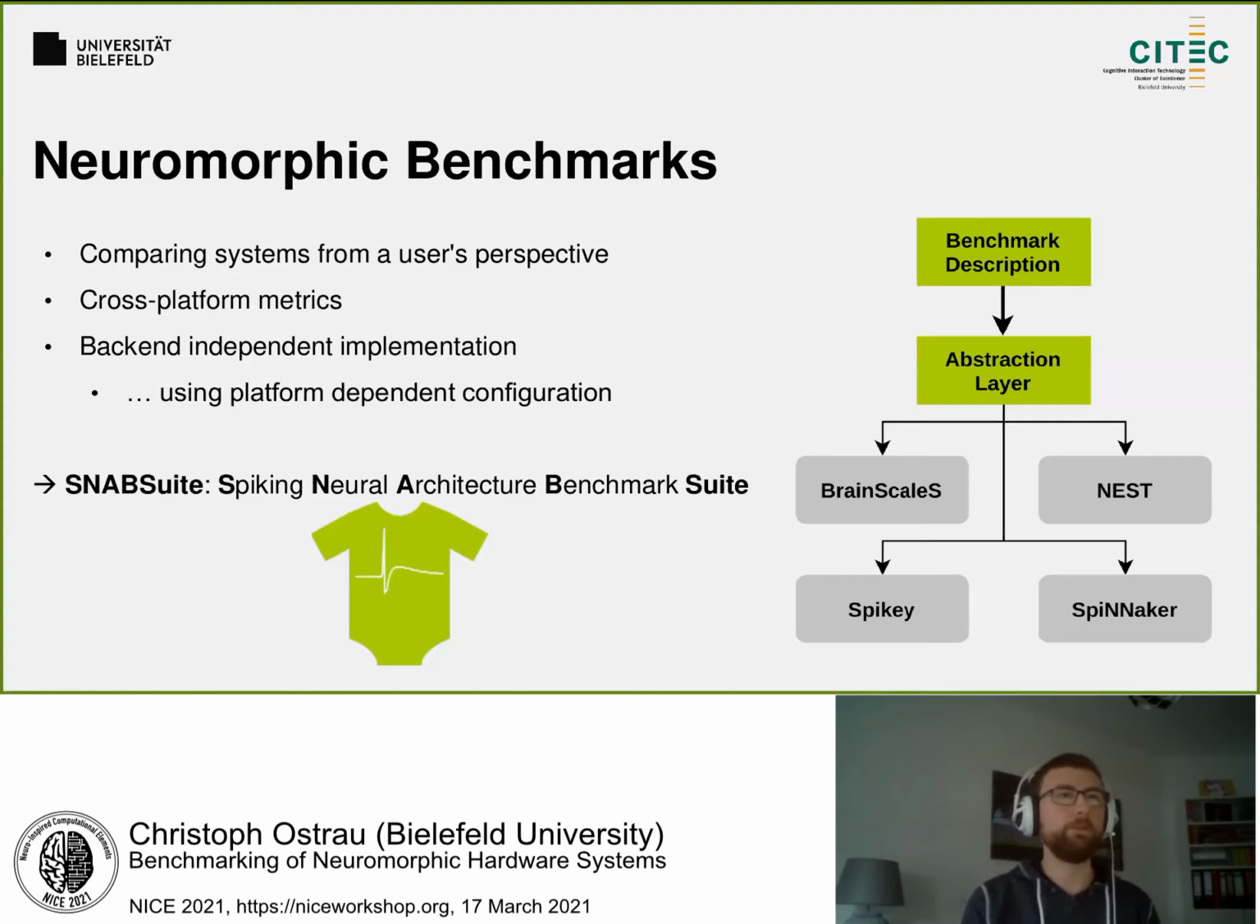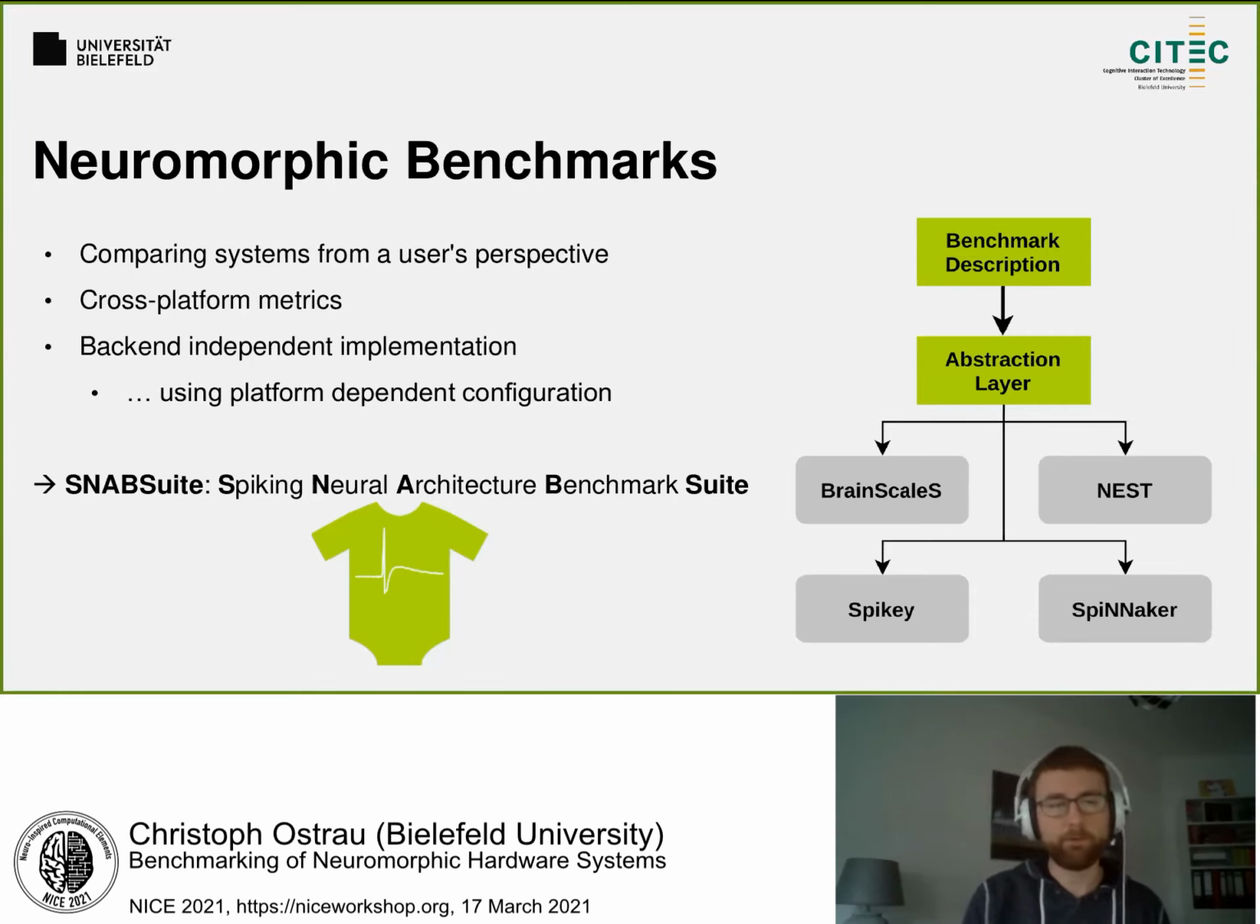However, due to the large variety of these systems and the different hardware sizes, different network sizes supported, and different neural models, we have to open the black box a bit, so we allow platform-dependent configuration of these benchmarks. And the framework we are doing all this in is called SnapSuite, the Spikey Neural Architecture Benchmark Suite.